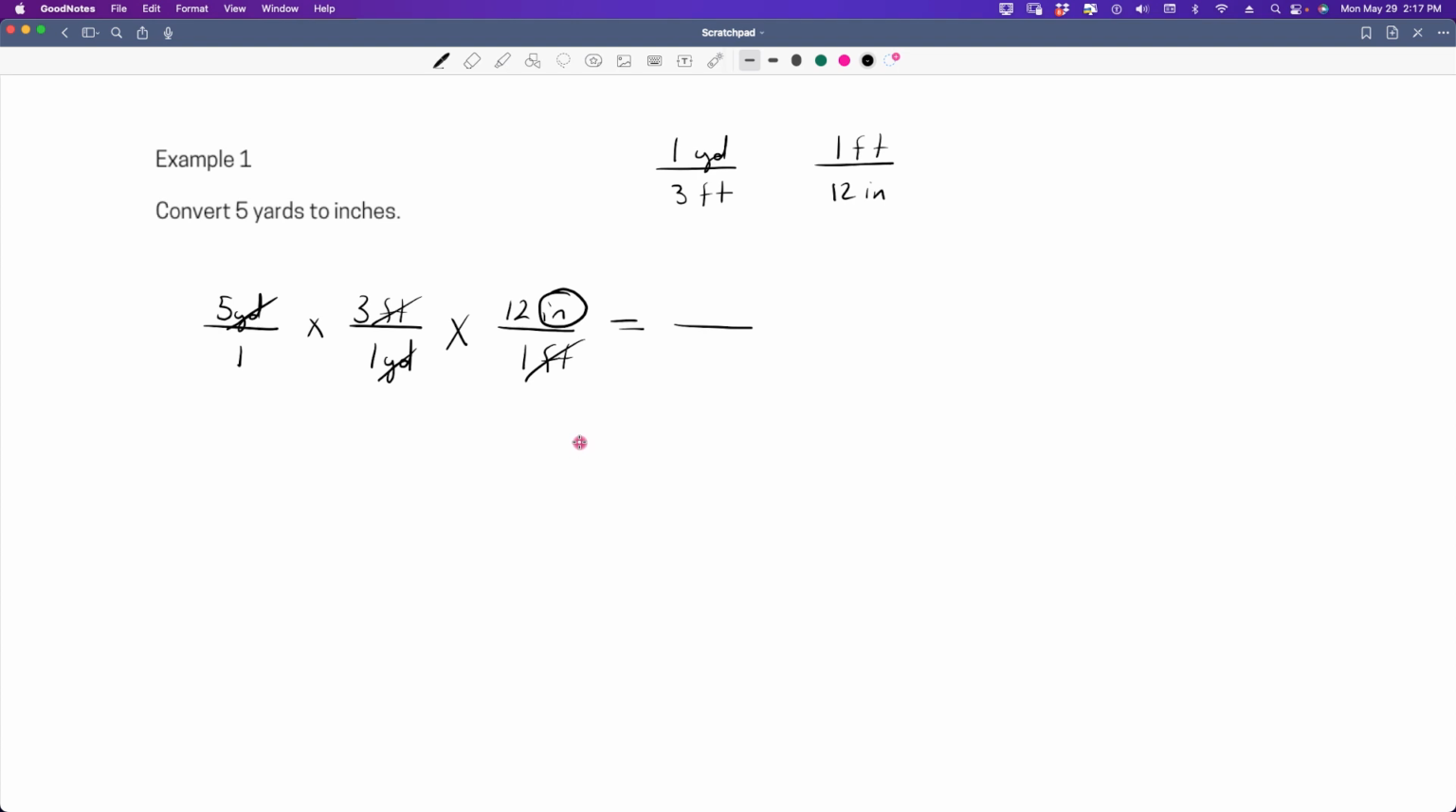So I just have to multiply. 5 times 3 is 15. And 15 times 12 is 180. So 180 over 1 is the equivalent inches that 5 yards has. So 180 inches would be my final answer.